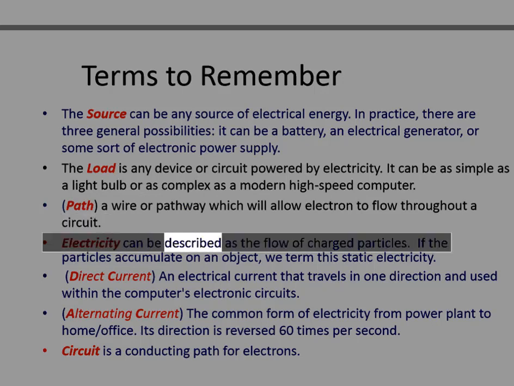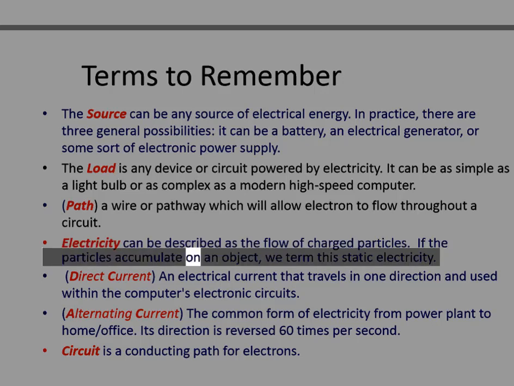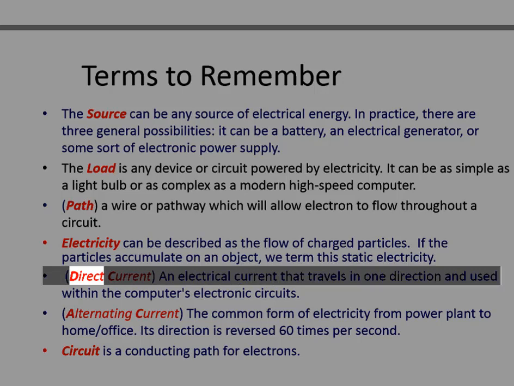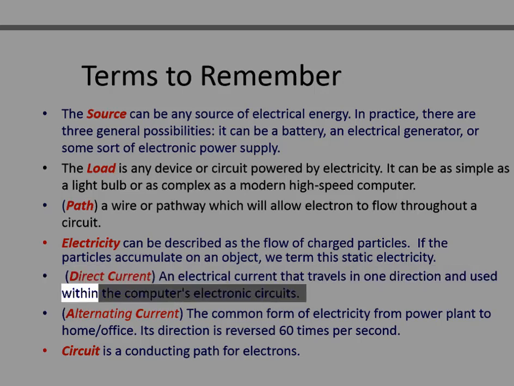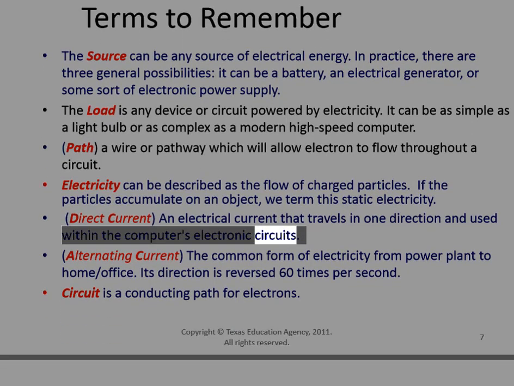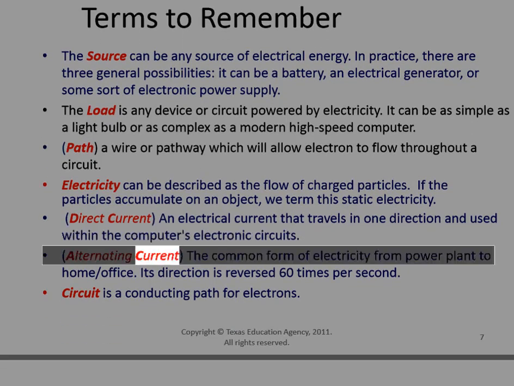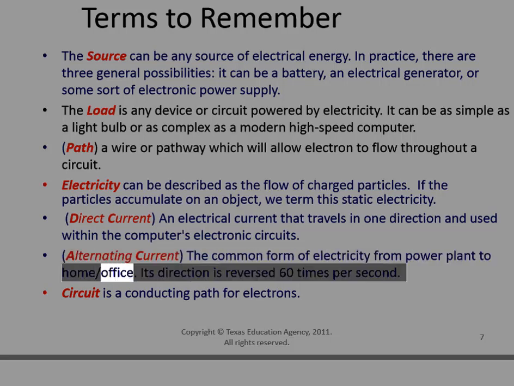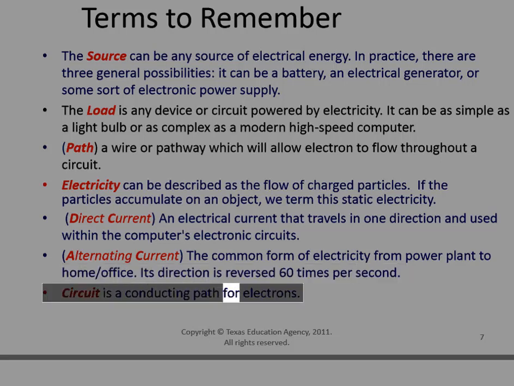Electricity can be described as the flow of charged particles. If the particles accumulate on an object, we term this static electricity. Direct current is an electrical current that travels in one direction and is used within the computer's electronic circuits. Alternating current is the common form of electricity from power plant to home or office. Its direction is reversed 60 times per second. A circuit is a conducting path for electrons.